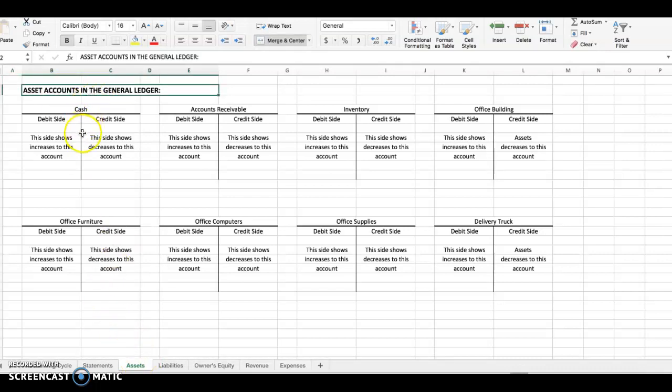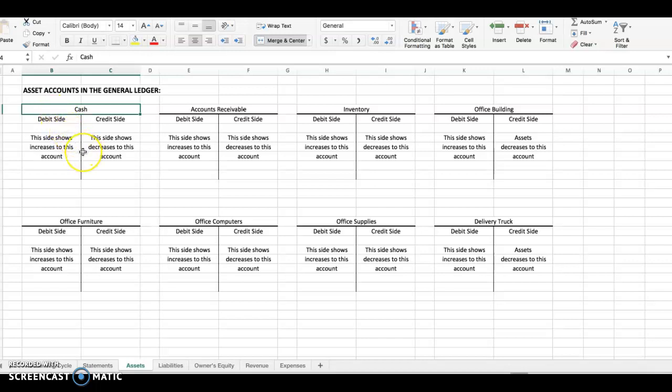So each of these would represent a page in the general ledger. And there's an account called cash, one called accounts receivable, and so on. These are all assets, representing things that we own. So let's take a look at these accounts.